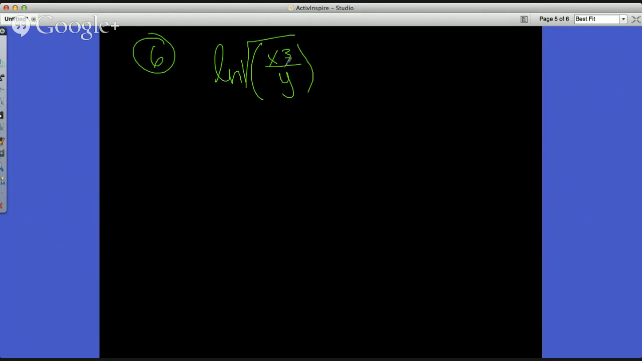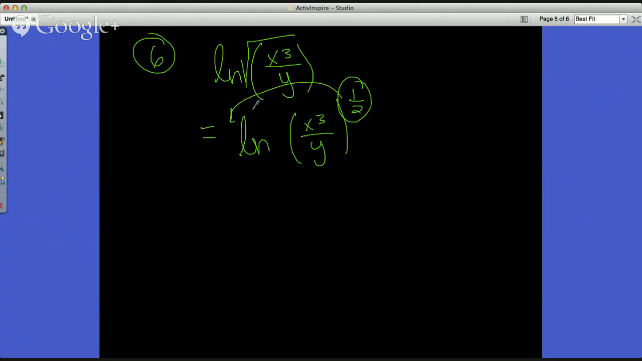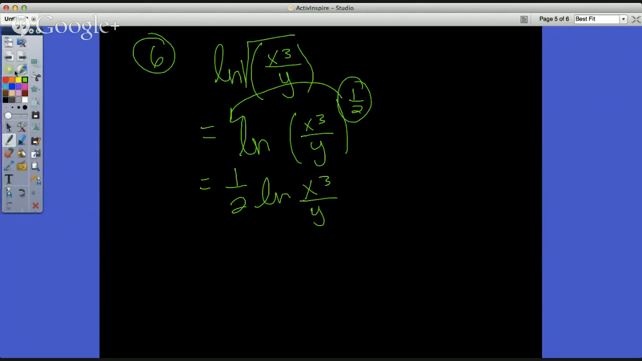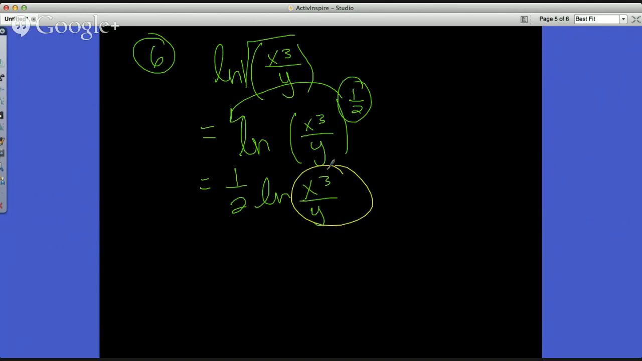Now, number 6 is where we have ln of the square root of x cubed all over y. If you have the square root of something, it's the same as taking it to the 1/2 power. So this whole thing would be taken to the 1/2. In separating this, I can bring that 1/2 to the front based on the power rule. So I should have 1/2 ln of x cubed over y. My next question is this, though. How could I break up that x cubed over y for number 6?